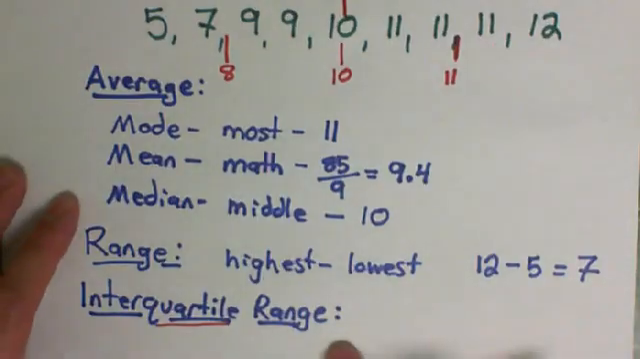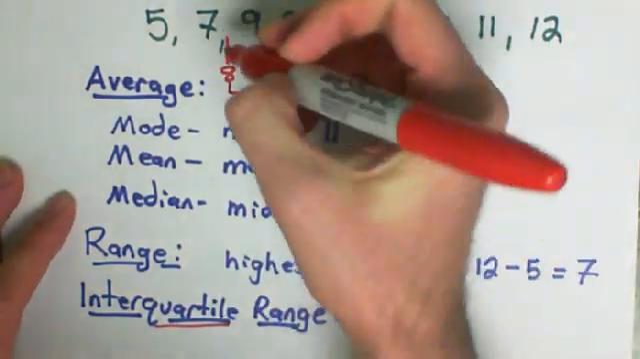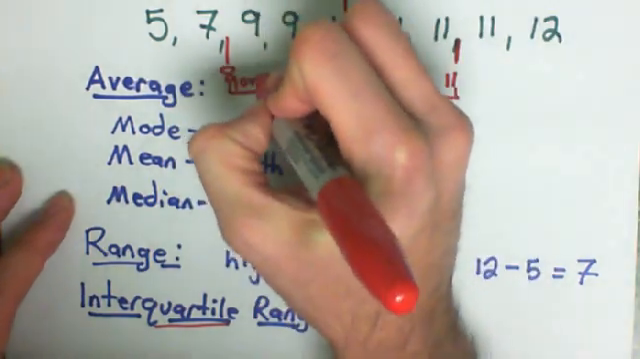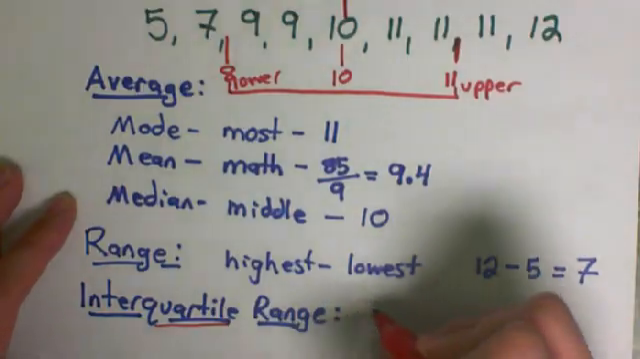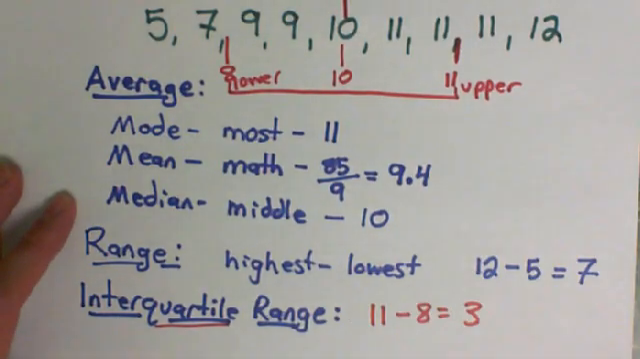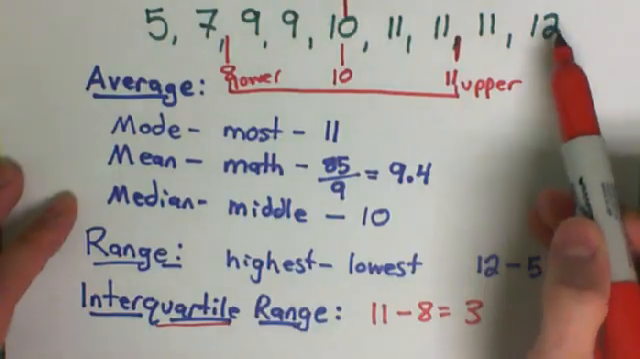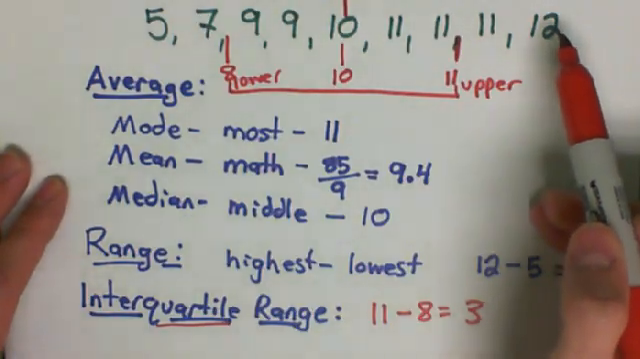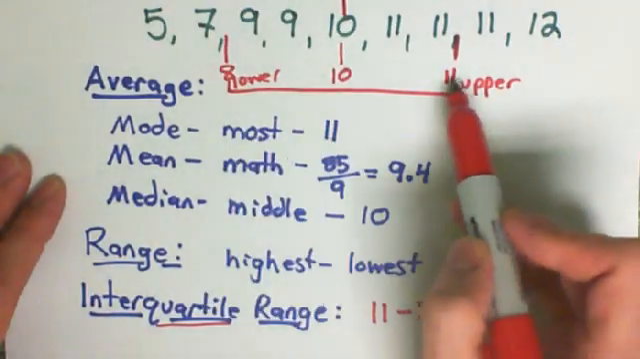Okay, the interquartile range is going to be from this number here, which is called the lower quartile, to this number here, which is called the upper quartile. So in this case, the range is only going to be the 11 minus 8, which is 3. Okay, so the original range is from lowest to highest, 5 to 12. The interquartile range, you need to find the middle sections, and you do that from the 8 to the 11.